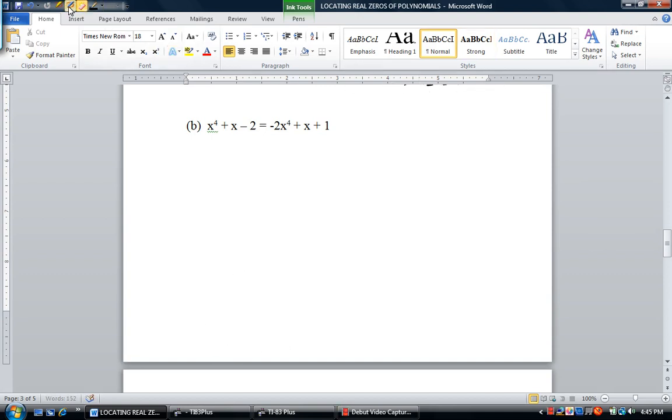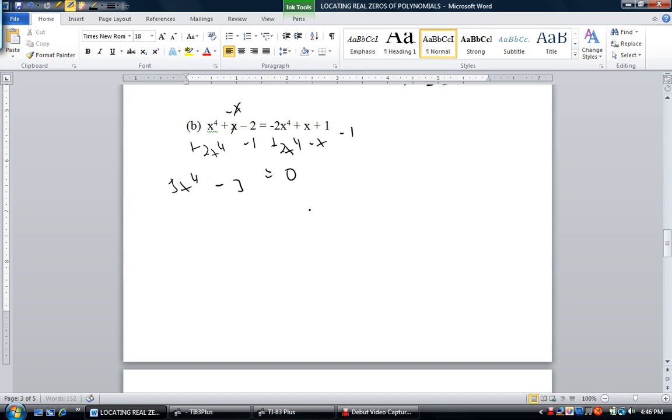Now, the first thing we want to do is get all the terms on the same side. So I'm going to go ahead and add, we need a 0 on the other side, by the way. So we need to add 2x to the fourth. We need to subtract x. And we need to subtract 1. So that means we're going to end up with 0 on the right side. On the left side, we're going to get 3x to the fourth. These x's cancel out because they become 0, and then we have minus 3. So we're actually solving 3x to the fourth minus 3.